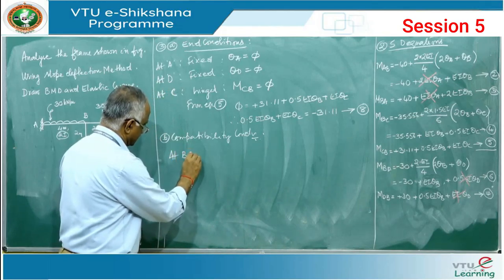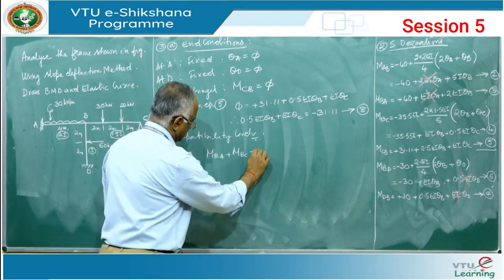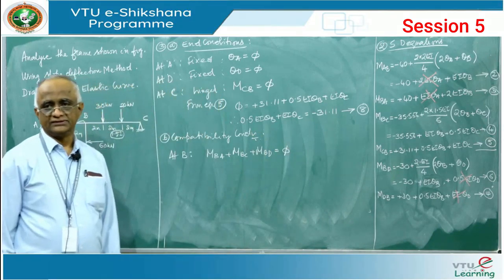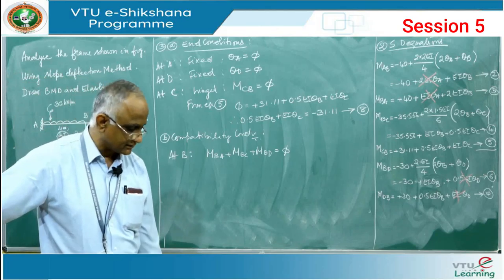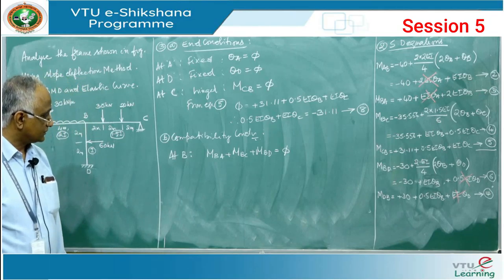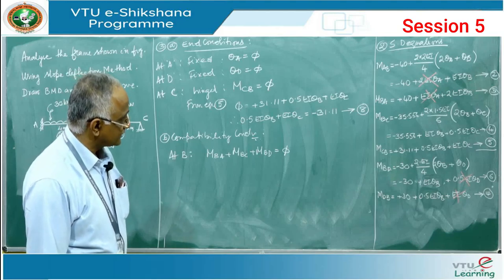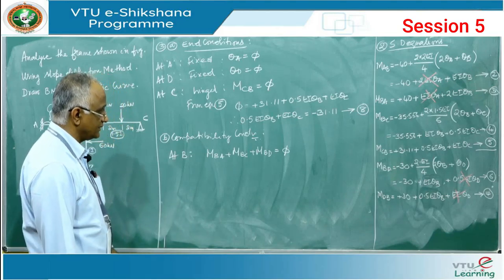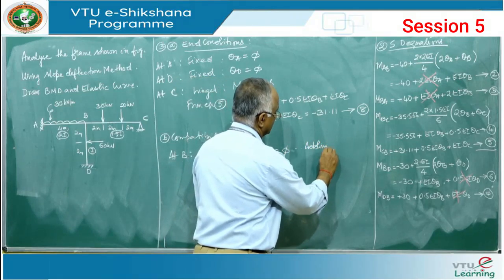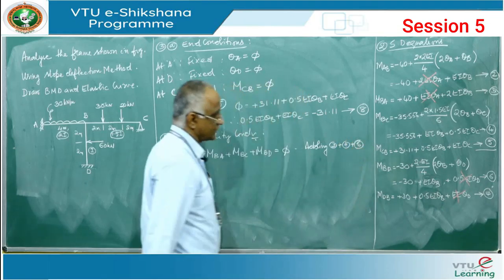At B, since there are three members meeting, MBA plus MBC plus MBD should be equal to 0. Since it is a rigid joint, the moments from all the three portions may be different, but if we add them together, it should be equal to 0. So MBA is equation number 3, MBC is equation number 4, and MBD is equation number 6. So therefore, adding equation 3, equation 4, plus equation 6.